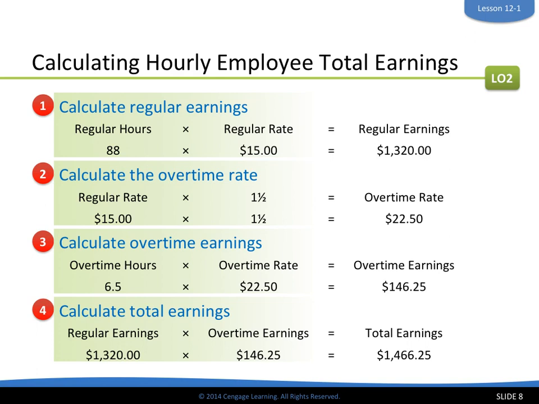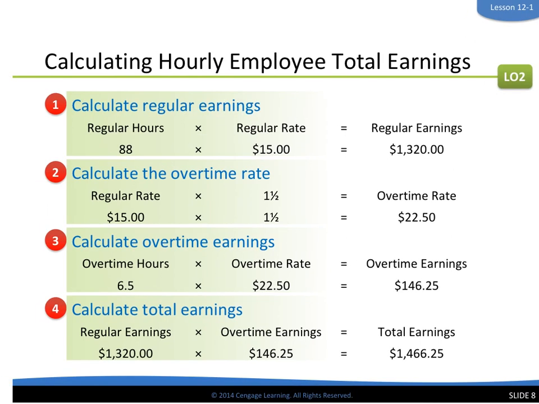To calculate our total earnings, we take our regular earnings and add them to the overtime earnings, not multiply them. So this should be an addition. We are adding our regular earnings to our overtime earnings, not multiplying them. So they worked overtime.